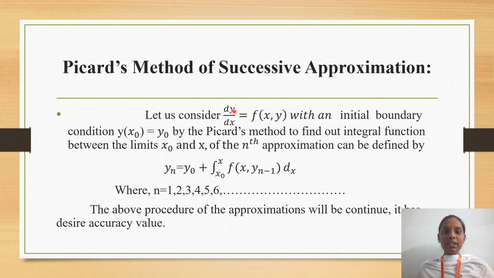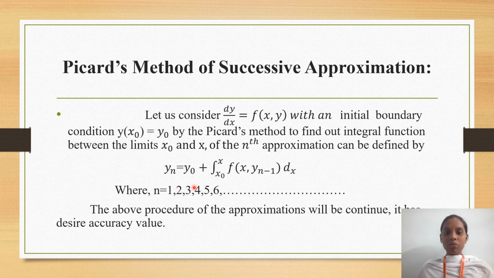Let us consider dy by dx is equal to f of x comma y with an initial boundary condition y of x naught is equal to y naught. By Picard's method, to find the integral function between the limits x naught and x, the nth approximation can be defined by this formula of Picard's method of successive approximation.